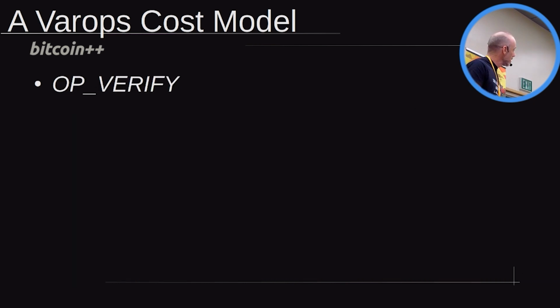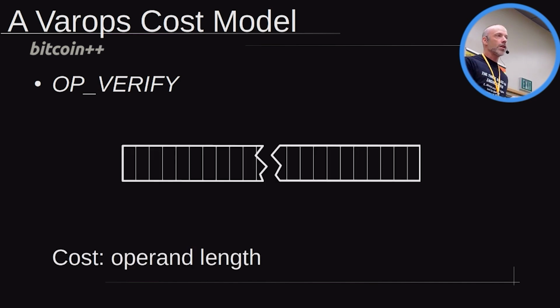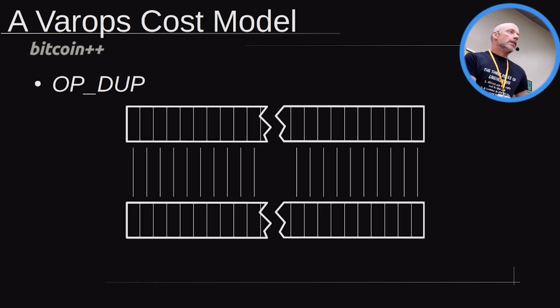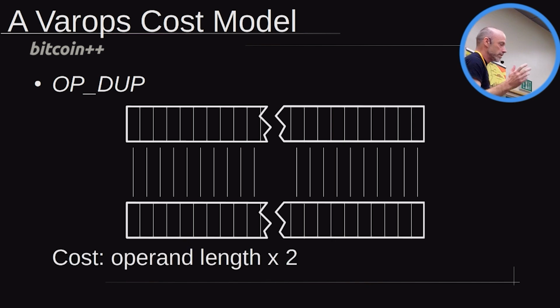If you do this, let's see what we get. Here's OP_VERIFY. OP_VERIFY says, is this 0? If it is, fail. Okay. Now, the cost of this, you have to look through the whole thing. I mean, it could be 0, 0, 0, 0, 0, 0, 0, 0, 0, 1, right? It might have to go 520K to find whether it's 0 or not. So the cost is simply the length. Straightforward. 520K of reads. OP_DUP, a little bit different. You make a copy. Read, write, read, write, read, write. Operand length times 2. Okay, so far our model looks good.